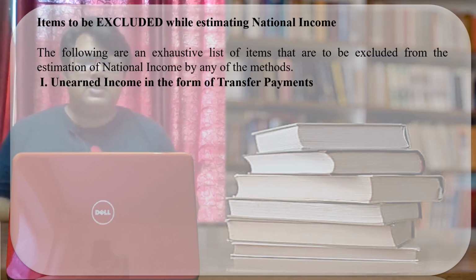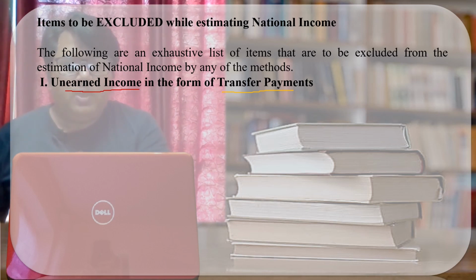The first one, as I told you, is that the transfer payment should not be considered while calculating the national income. What should not be considered? The transfer income. The question is why? The reason is that it is unearned income. We always consider that part of the income which is earned by the factors of production. We never consider income which is unearned. Clear? That is the main reason the transfer payment should not be considered.